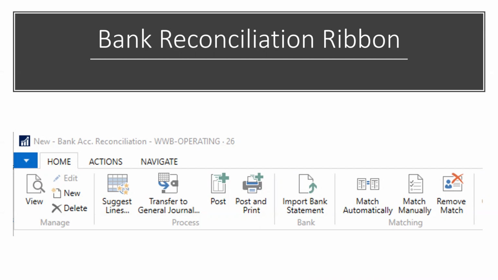The first button we have is Suggest Lines. This is the first button we're going to be demoing. The Suggest Lines function is going to help us and tell us what should be reconciled for the period. It's going to help us populate the statement window where we declare what we are about to reconcile that should be on our statement. So NAV is going to help us by suggesting these lines.